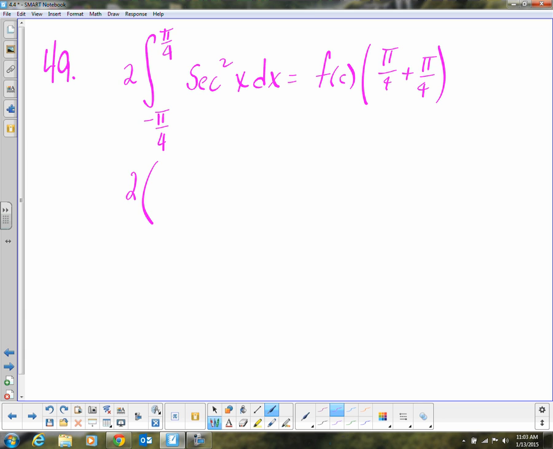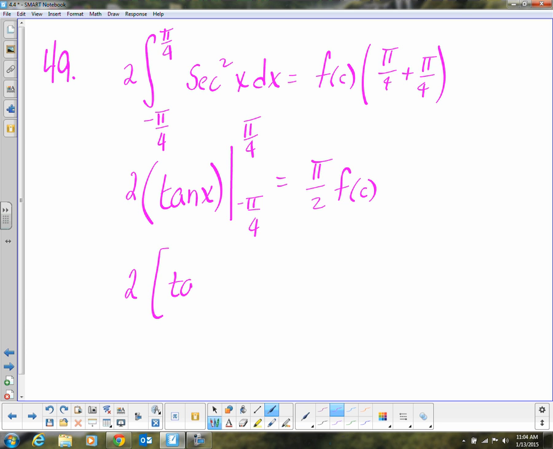Okay. So this is going to be 2. What's the integral of secant squared? Tan x. And this is going to be evaluated from negative pi over 4 to pi over 4. So what I did is I integrated the left. And this is going to be, isn't that pi over 2? 1/4 and 1/4 is 2/4. Okay, so this is going to be 2, and now we're going to do tan pi over 4 minus tan negative pi over 4 is equal to pi over 2 f of c.